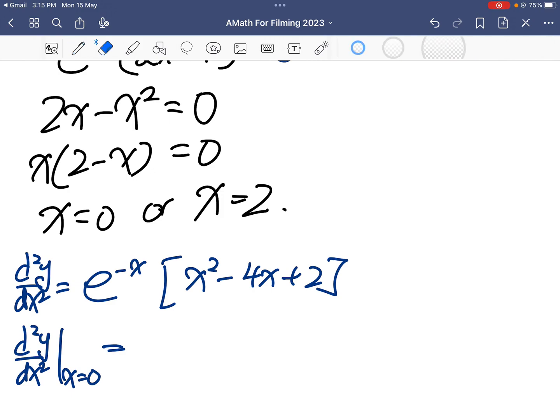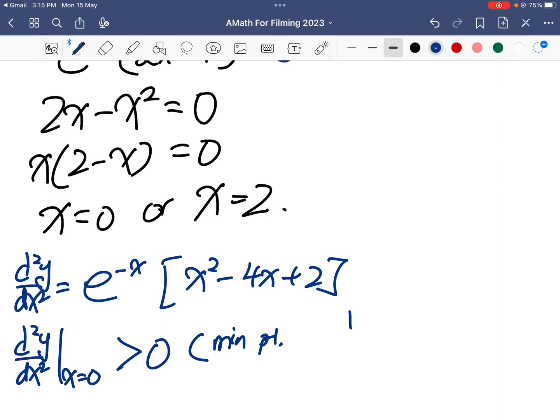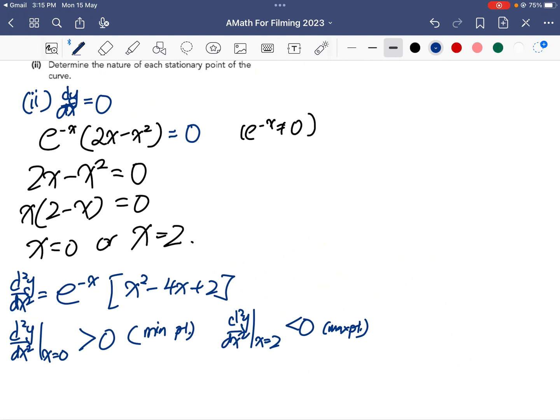Now if you sub in x equals 0 into my second differential, the value that you will find using calculator will be greater than 0. So this is a minimum point. Similarly, when I use my second differential with x equal to 2, it will be less than 0. This is a maximum point itself.